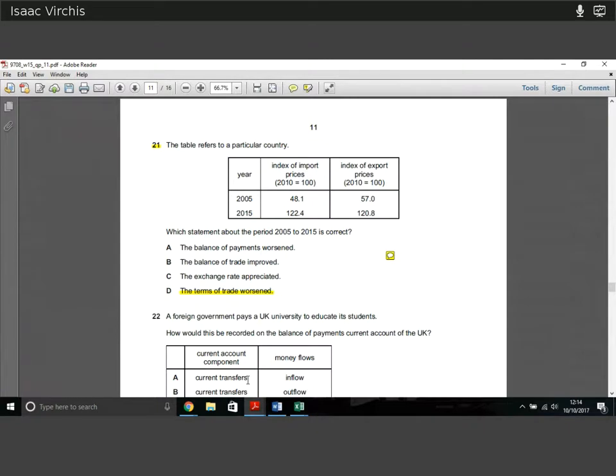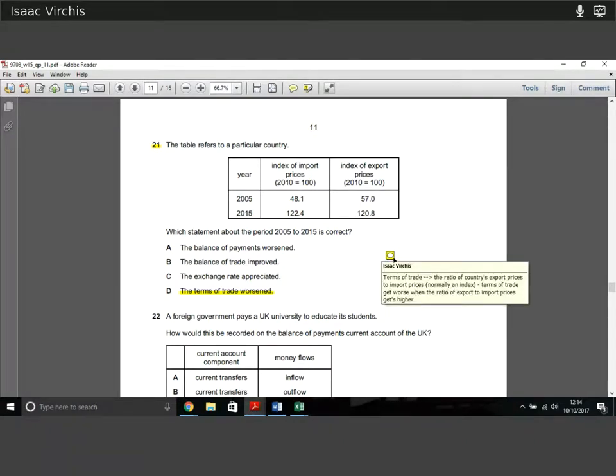Okay, so we've got question 21 now. Here the table refers to a country. We have an index of import prices and an index of export prices between two periods. They've given you two years. What we're looking at is whether the balance of payments worsened, the balance of trade improved, or the exchange rate appreciated. Now, for the earlier three, we can't actually tell. We need new information, but we can tell that the terms of trade worsened.